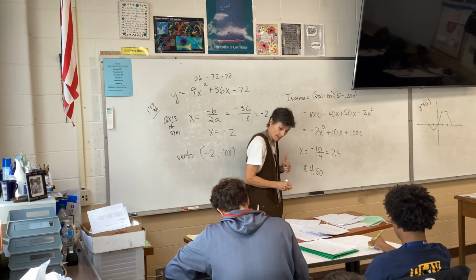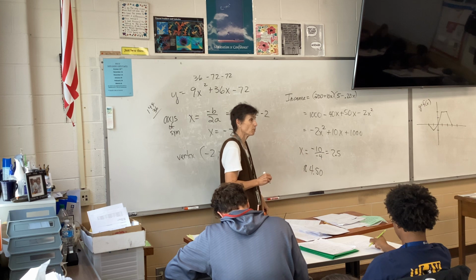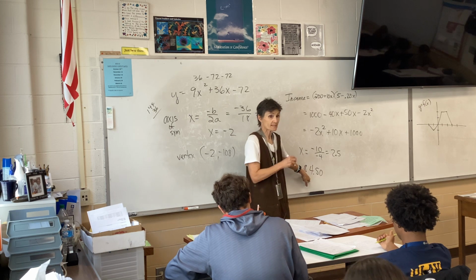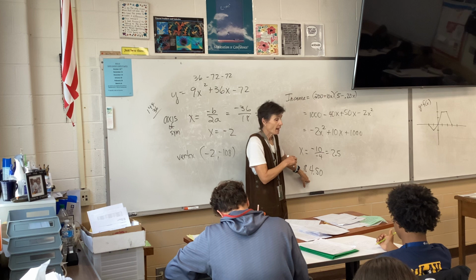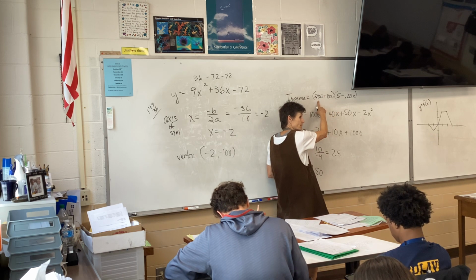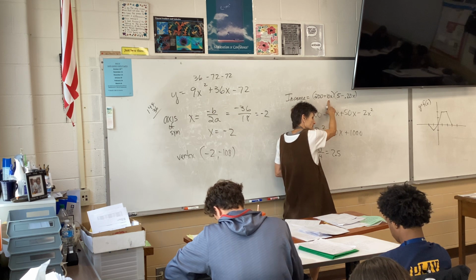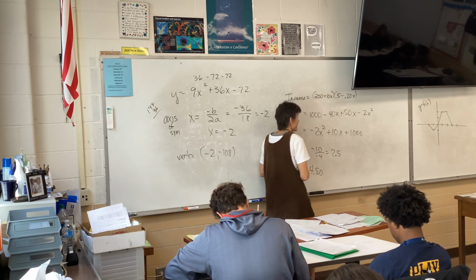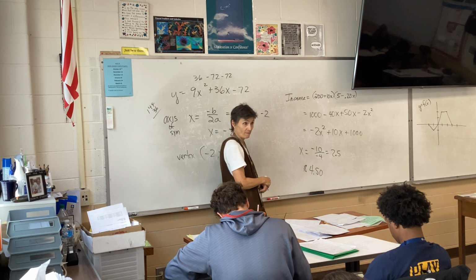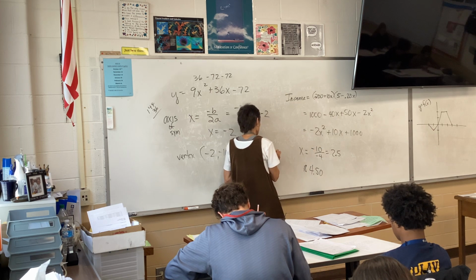The question said, how many will he sell if he optimizes the price? This is not the answer. This is his optimum price. How many will he sell? Well, remember he was selling 200 of them? And that was going up in increments of 10. So 2.5 tens would be 25, right? So he's going to sell how many papers? 225 papers.